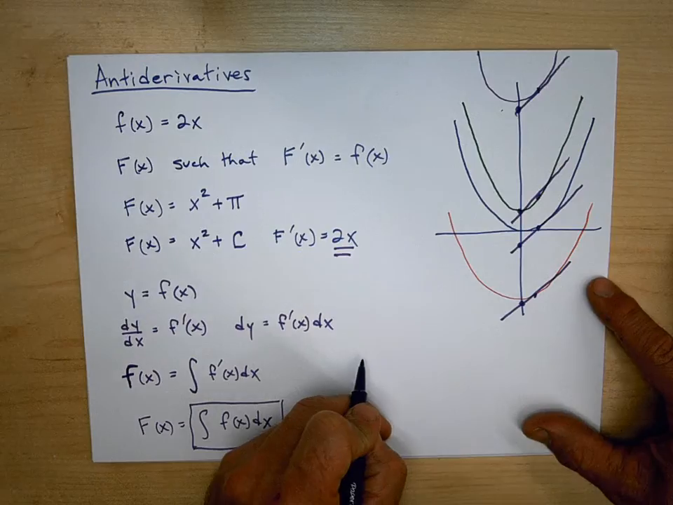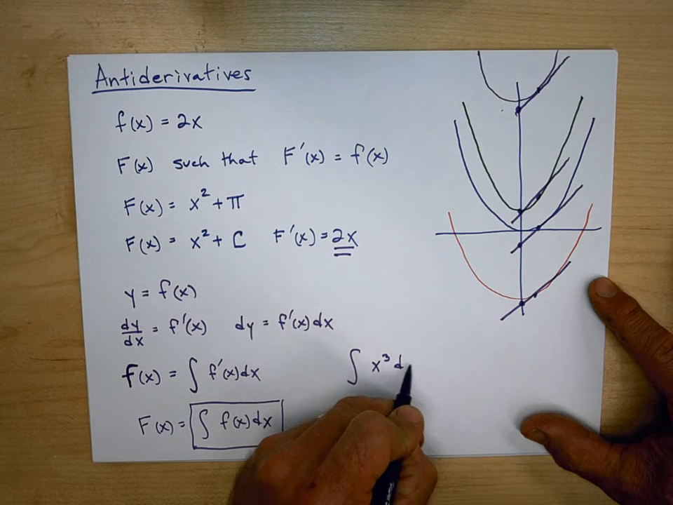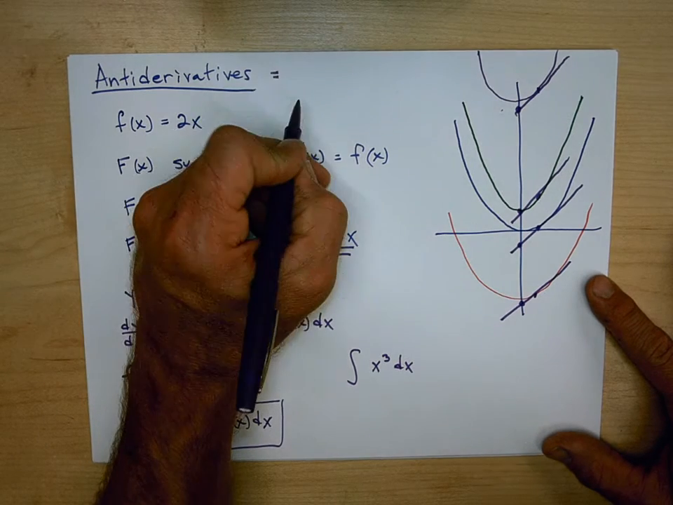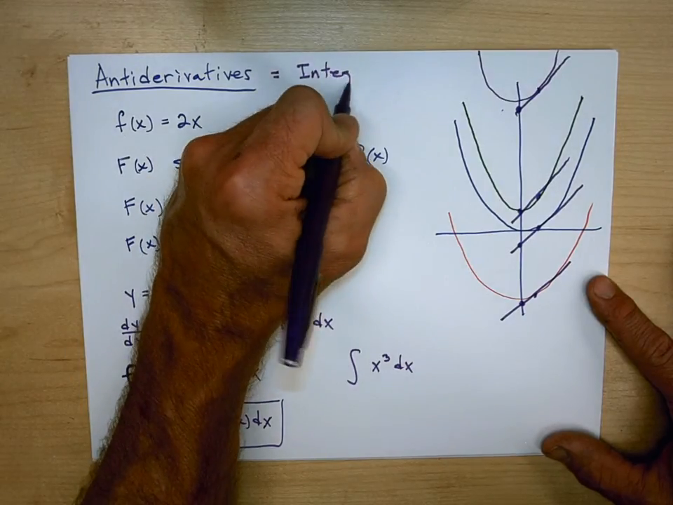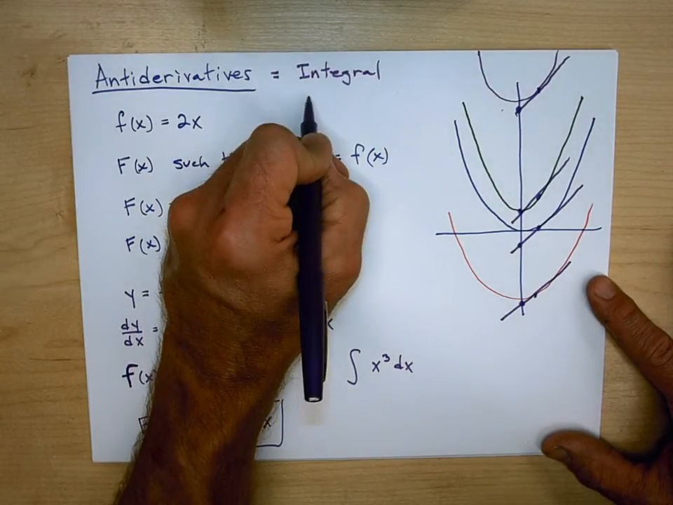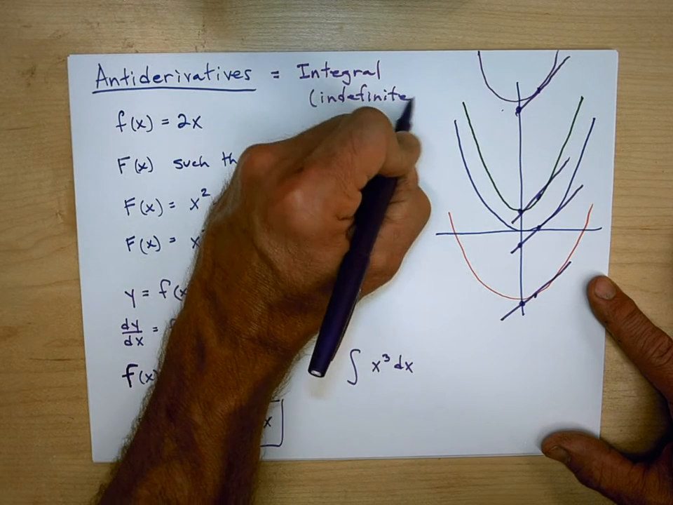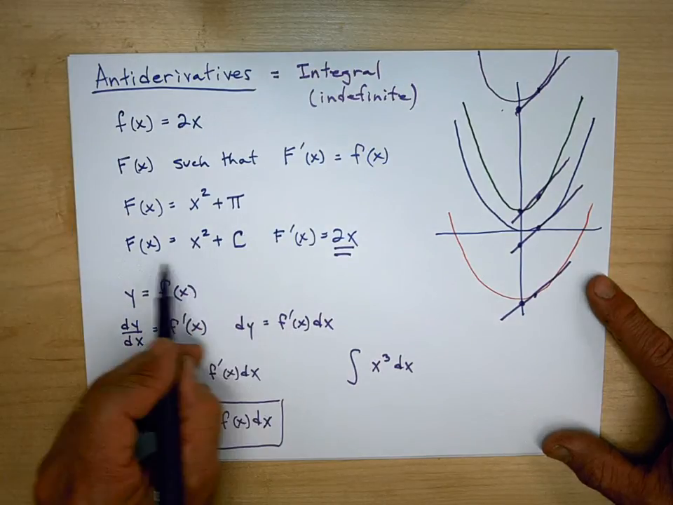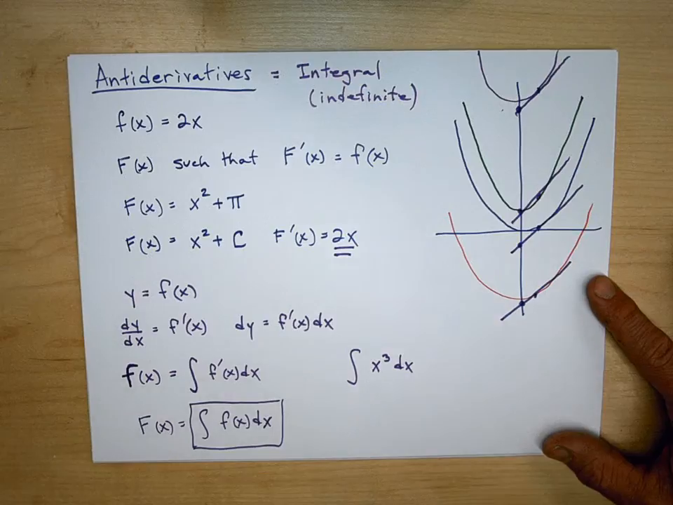So for example, we could ask, what's the antiderivative of x cubed? Antiderivative is basically the same as the integral or the indefinite integral. I'll just put that here, indefinite, meaning it's indefinite in the sense that there's a number of different antiderivatives, depending on what we put in for c.